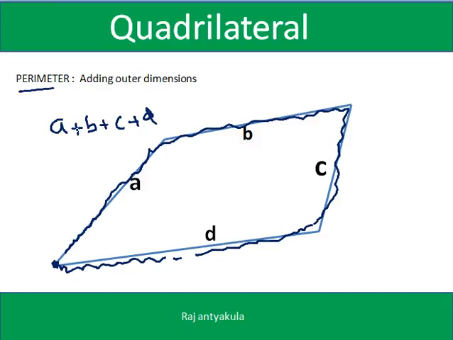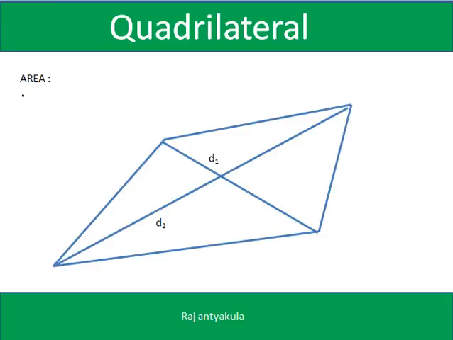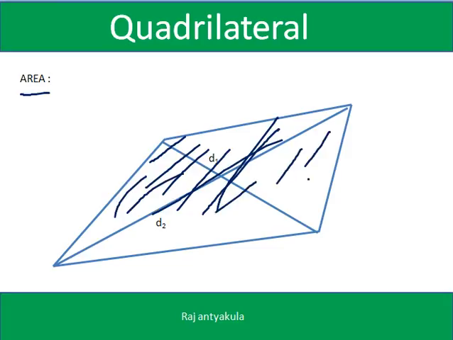Okay. Now area. What is area of a quadrilateral? This entire part we have to call it. This is nothing but area. Okay. How will you find the area of a quadrilateral? So they will give the diagonals. Two diagonals. One is D1. The other diagonal, this is another diagonal D2. And also they give the angle between these two. Let us say this is theta.